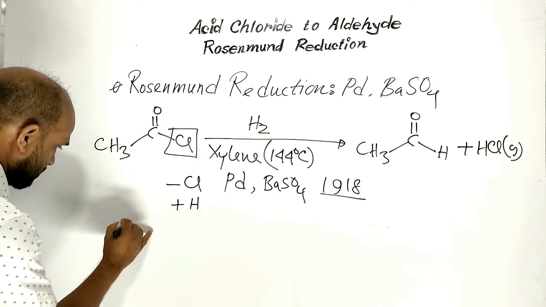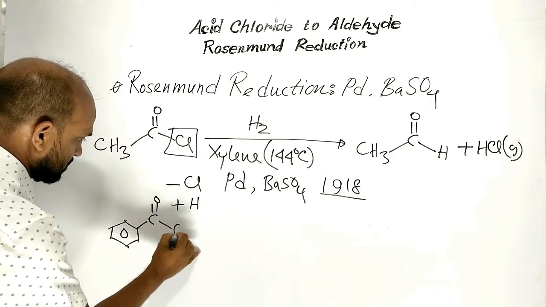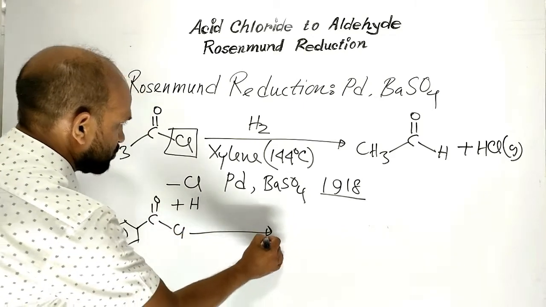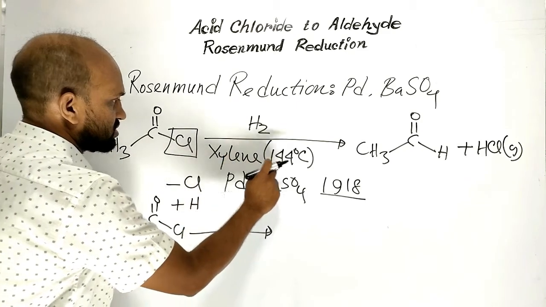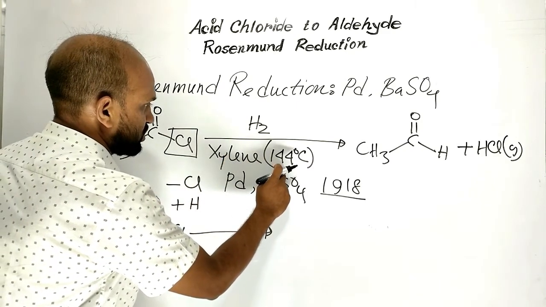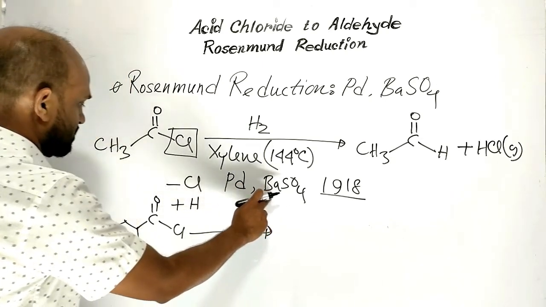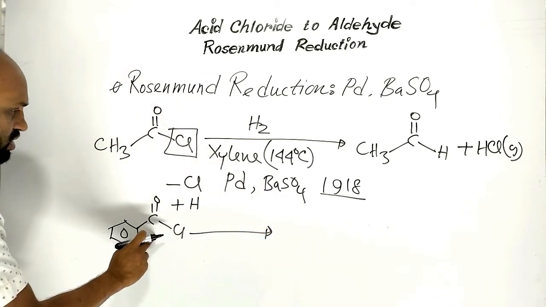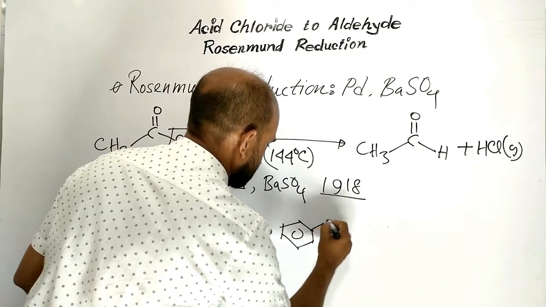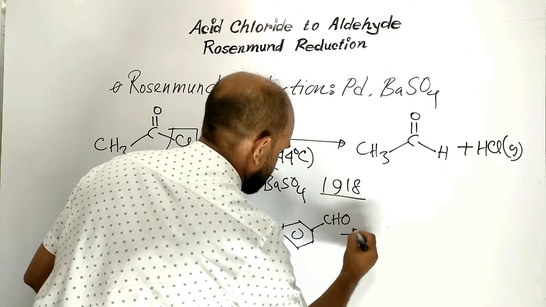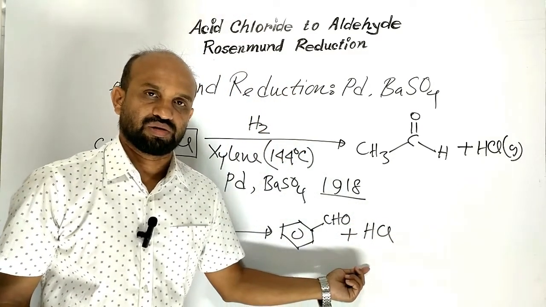When benzoyl chloride is treated with hydrogen and boiling xylene at the temperature 444 degrees Celsius in presence of palladium and barium sulfate, then benzoyl chloride turns into benzaldehyde and HCl is formed as byproduct.